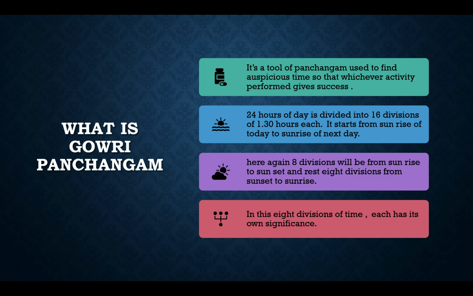This Gauri Panchangam is somewhat closely related to a system called Chogadia in North India, though not completely the same. But the divisions, all those things remain the same. So this Gauri Panchangam is a tool of Panchangam used to find auspicious time, so that whichever activity you are undertaking should give you the expected successful, profitable results.